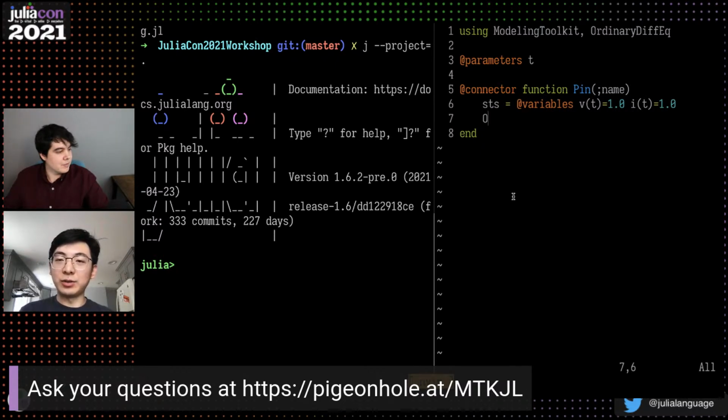Great. And then each Modeling Toolkit component should return an ODE system. In here, this is such a simple system that there are no equations, right? The independent variable is t, the states are voltage and current, and there are no parameters. Also, we need to pass in the name.